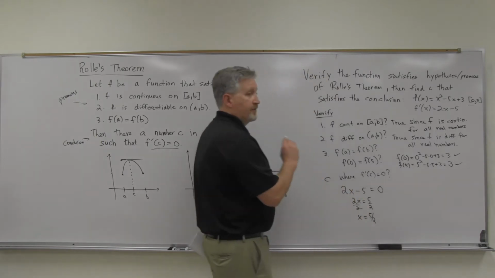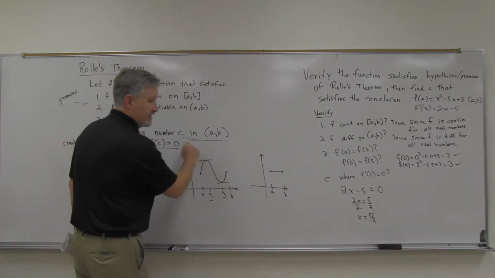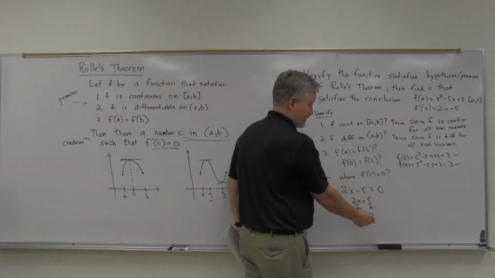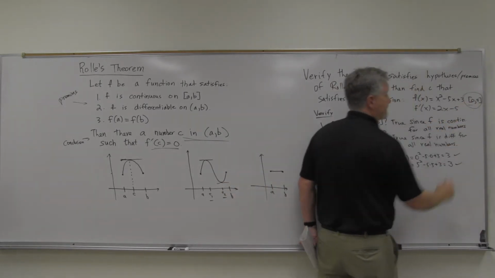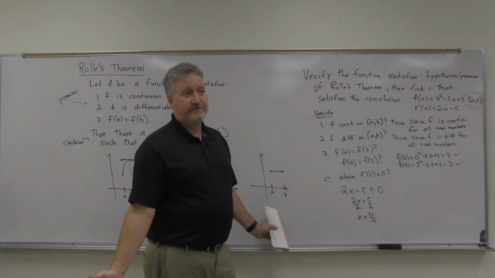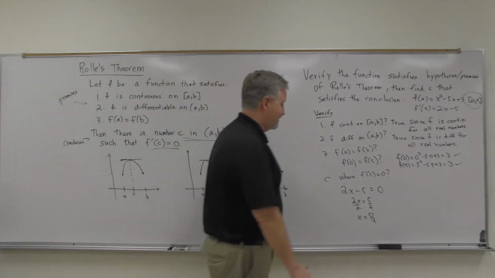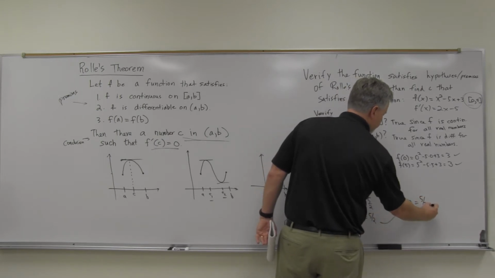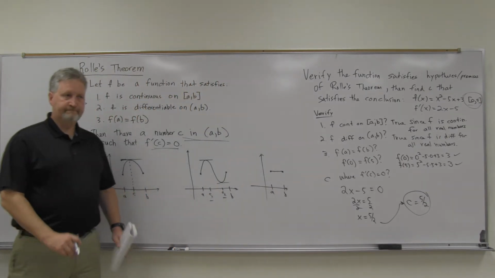Now, the conclusion is there's a c in (a, b). Is that going to be the c there? Could we use that for c? I think so, yeah, because our a to b here is 0 to 5, and 5 halves, 2.5, is right smack dab in the middle of that, isn't it? So yeah, the c that satisfies the conclusion would be 5 halves. Okay? All right.